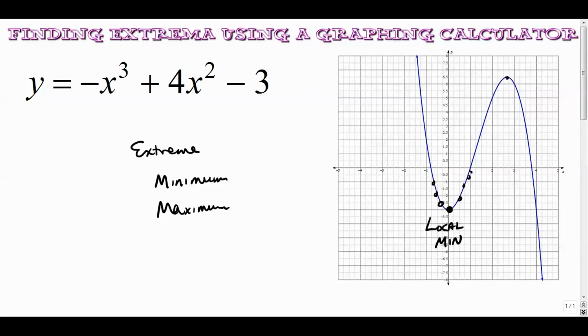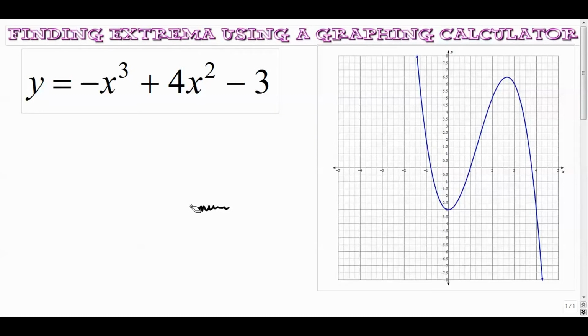This one up here is what we would call a local maximum. Sometimes we see them called relative instead of local: relative maximum, relative minimum, and that just means that it's taller than all the other points that immediately surround it. And there's a really quick way to find those values using our graphing calculator. So let's go through that right now.